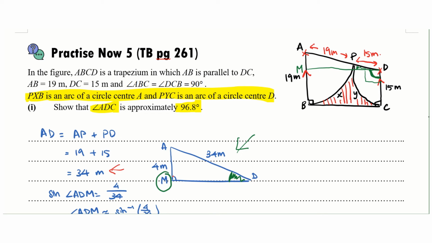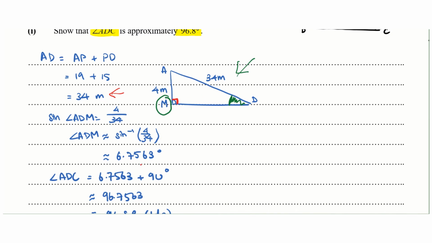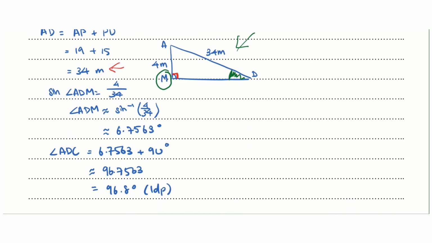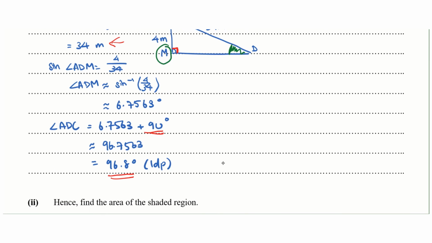So because we understand that this is going to be a right angle triangle, we can use our SOH CAH TOA, where we will consider sine, which is opposite over hypotenuse, to actually find out the angle of ADM. So we see that the angle of ADM will be about 6.7563. Don't forget that we are trying to find out angle ADC, so we need to actually add 90 degrees, and finally we will be able to show that angle ADC is approximately 96.8 degrees. Hence, we have shown this.